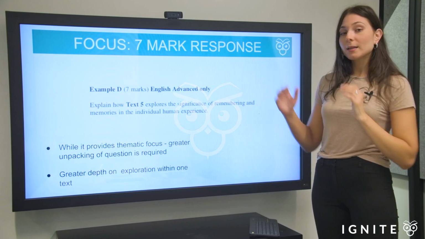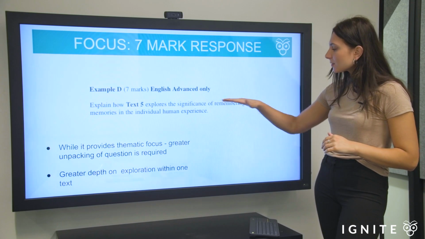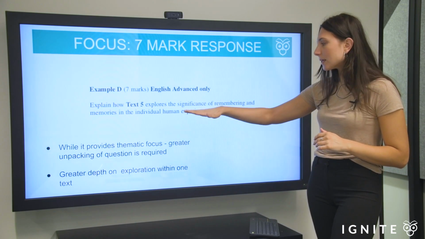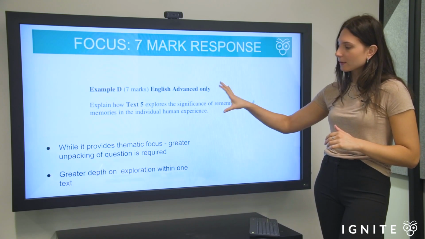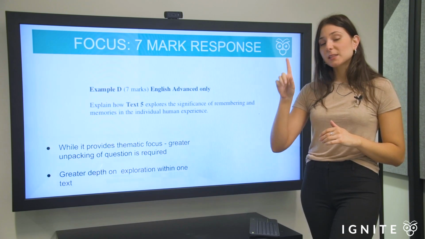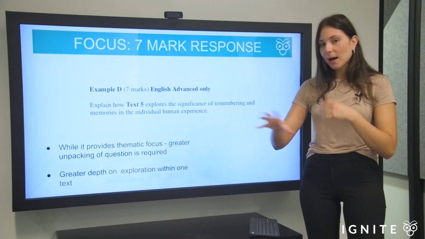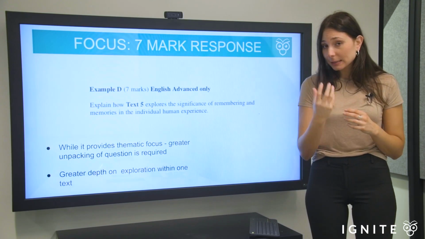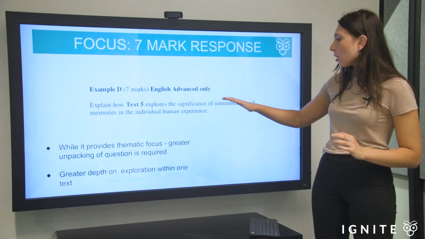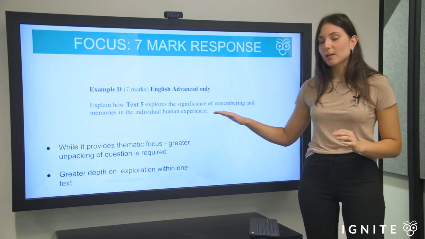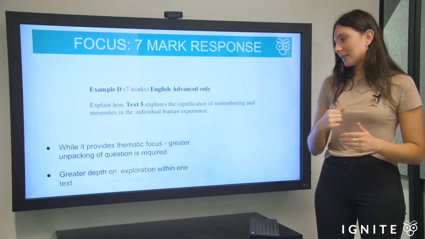Okay, so the question reads, and let's just note it's worth 7 marks: Explain how text 5 explores the significance of remembering and memories in the individual human experience. Looking at a question like this, the first thing we need to note is we're asked to specifically address one text and one text only, and it's worth 7 marks. So it's asking you to delve more critically into that one text and to develop 2 sub-points under the idea of remembering and memories in the individual human experience that will help facilitate your response going into depth on that one text.